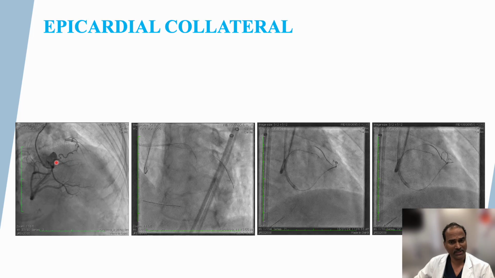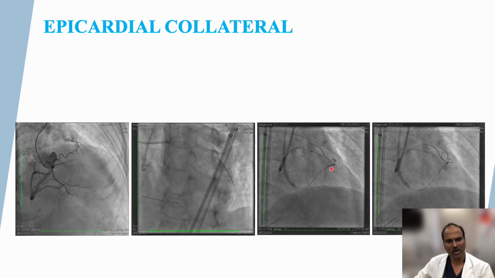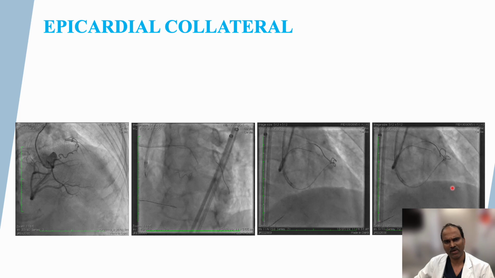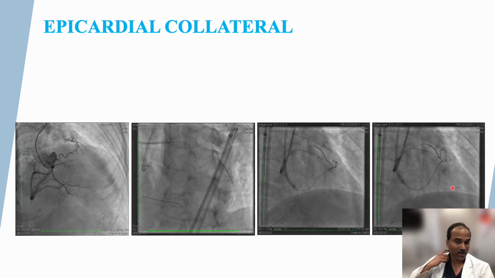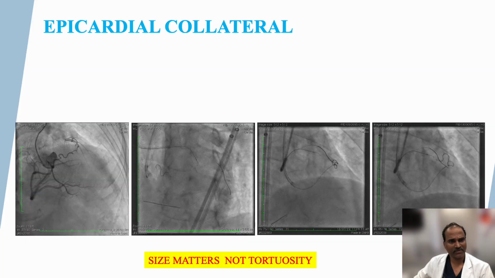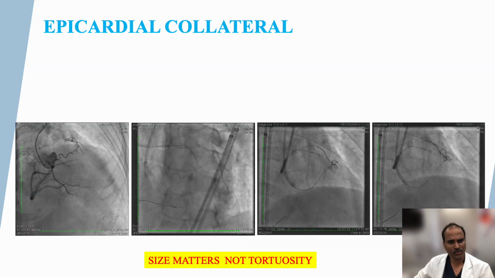The CO03 wire is a quite good wire for epicardial collaterals. You can see so many loops, and you can see how the CO03 wire goes across within seconds. So that's the beauty of these low tip load, highly flexible wires. You can see here within a couple of minutes we reached the LAD through this epicardial collateral. So loops are not an issue, and size is the most important thing. If size is good, you can cross all these tortuosities.